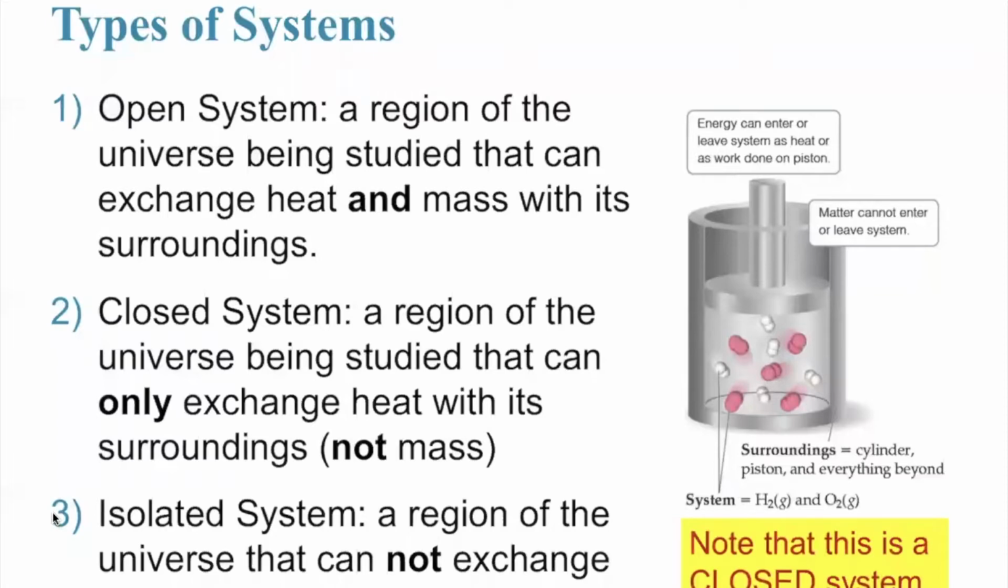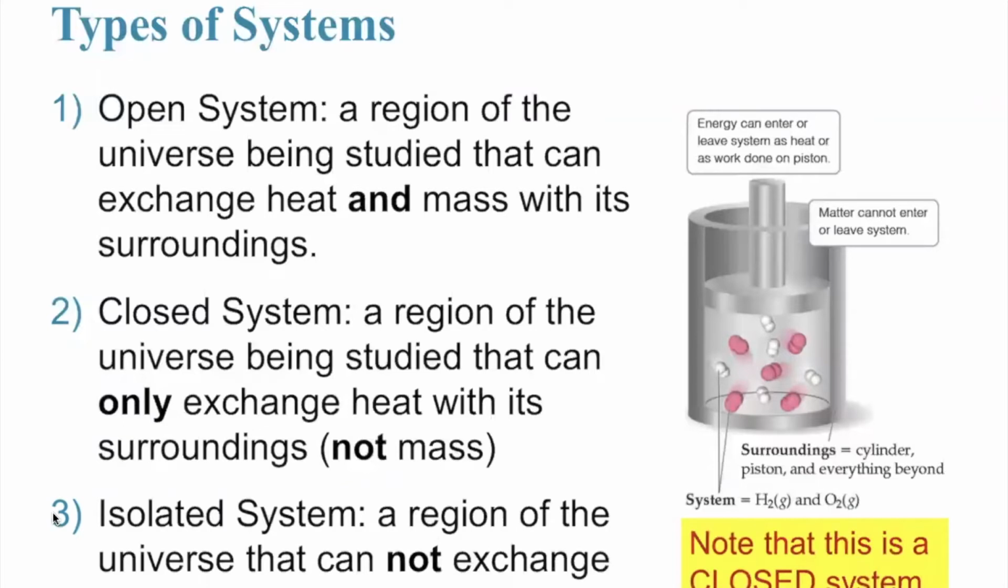Heat comes into the system from the stove and the water releases steam, so it's releasing heat. We also have a closed system, which can exchange energy but not matter with the surroundings. This is the one that we use most commonly in our experiments, because you are able to manipulate the mass.